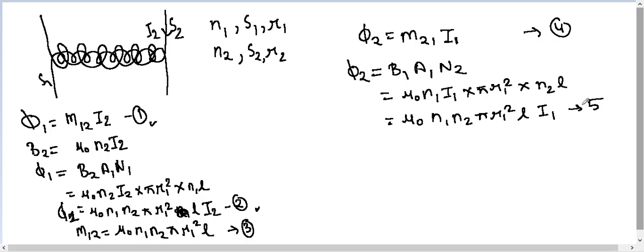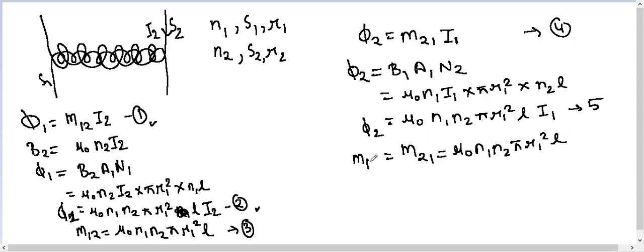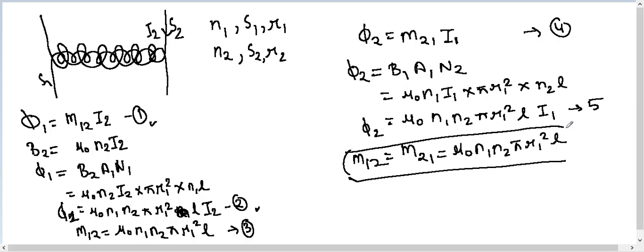Name the other one as 5. So comparing the values of phi 2 in equations 4 and 5, we come to the conclusion that M21 is also equal to mu naught n1 n2 pi R1 square L, which was also the value of M12. So that is the value of mutual induction of two long coaxial solenoids.